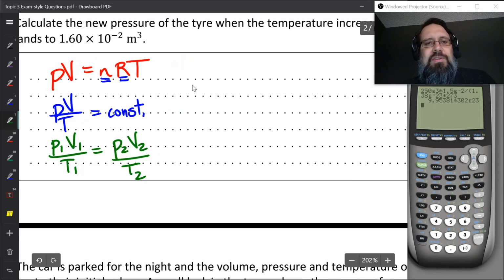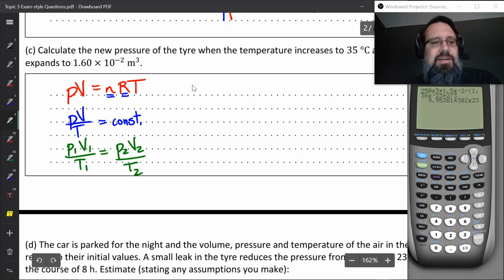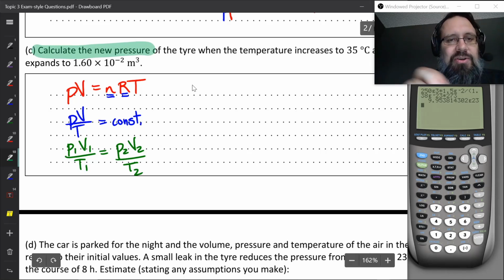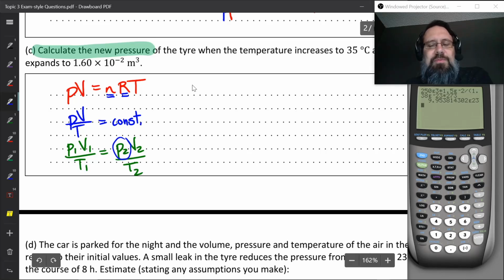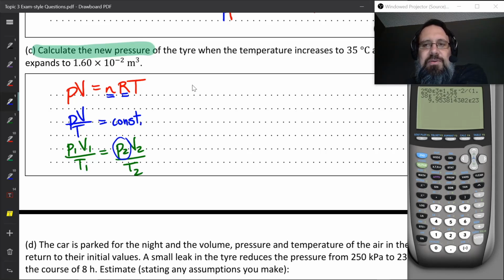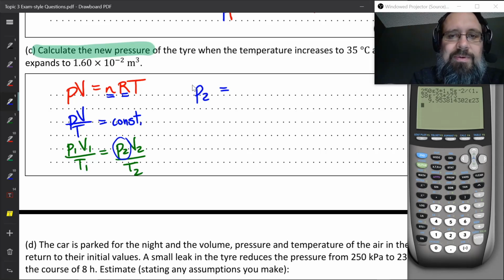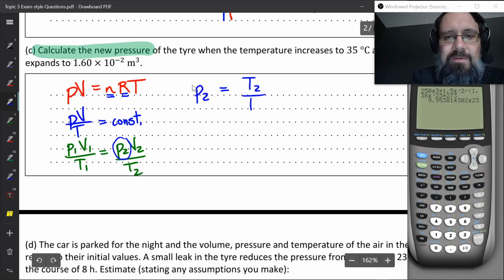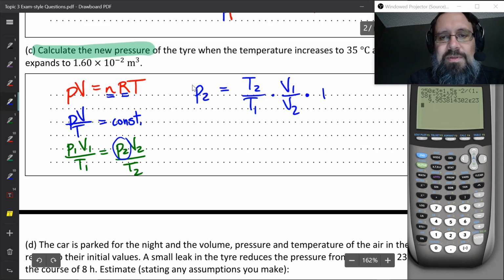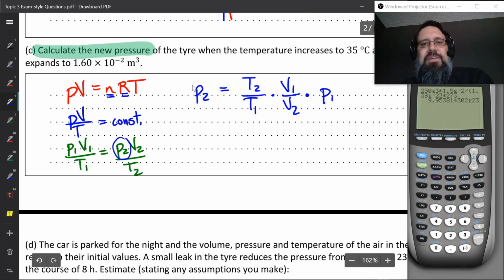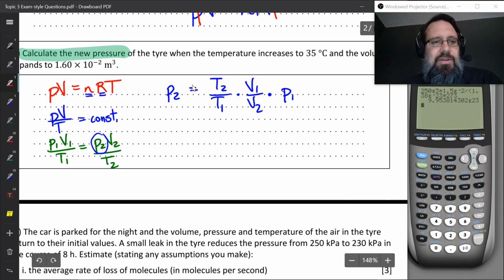And what we want to do is solve that for the new pressure. Since the question is asking us to calculate the new pressure, then we need to solve that for P2. Solving that for P2 means multiplying both sides by T2 and dividing both sides by V2. And so we'll end up with P2 is equal to, okay, here we go. So the T2 is going to come up to the top. So I'm going to have T2 over T1 times, and then the V2 is going to go to the bottom. That's V1 over V2 times the original pressure. Now we just have to plug in what all of these quantities are, and we'll be good to go.